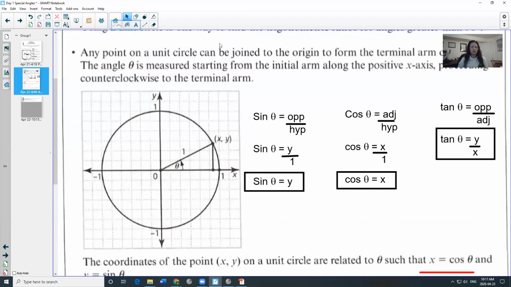Please take a second, refresh yourself on your SOHCAHTOA, right? Your primary trig ratios. Sine is opposite over hypotenuse, cos is adjacent over hypotenuse, tan is opposite over adjacent. So if I come over here and I'm looking at this point xy, the distance from this point down, this is the y value. And the distance from our center or our origin to this vertical line that you drop downwards, this is the x value or the x coordinate, right?